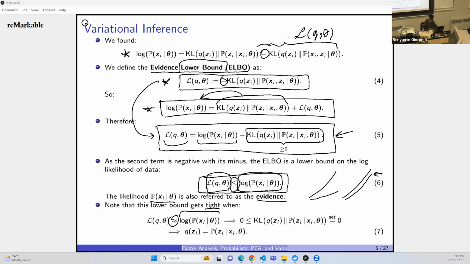According to this equation 5, when these two are almost equal to each other, the KL divergence is almost 0, right? And we know that it's also greater than or equal to 0. Therefore, it's sandwiched between 0 and 0. Therefore, it must be 0. And we know that when the KL divergence of two distributions is 0, they are equal to each other. Therefore, this equals this: Q of Zi equals P of Zi given xi and theta.